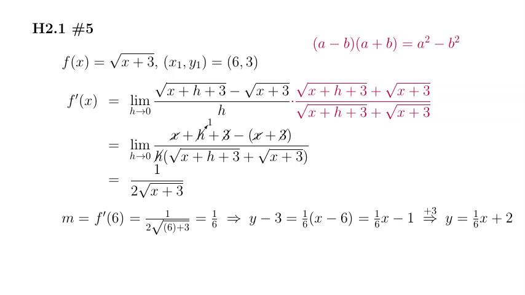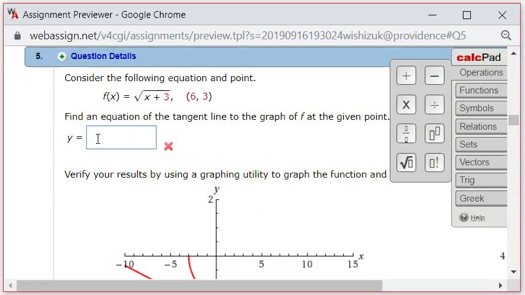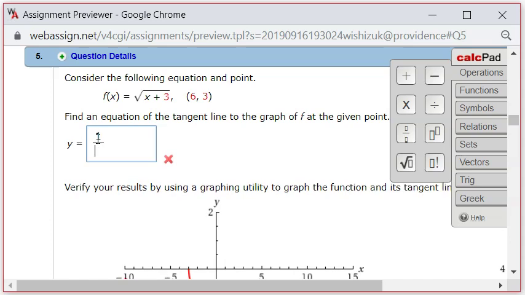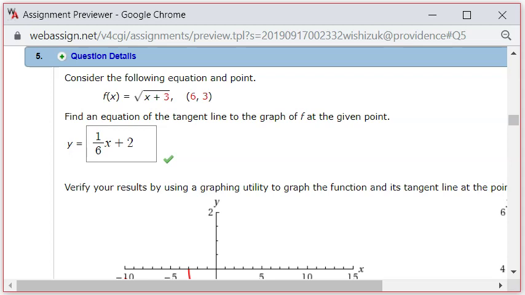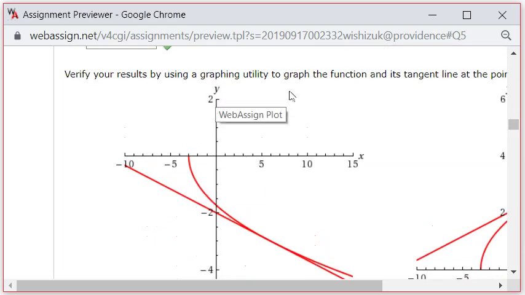All right, so let's type this in. The equation is 1 over 6 x plus 2. All right, let's check the answer. All right, I came back and it looks like we got this one correctly. All right, so the next part is verify your result by using a graphing utility.